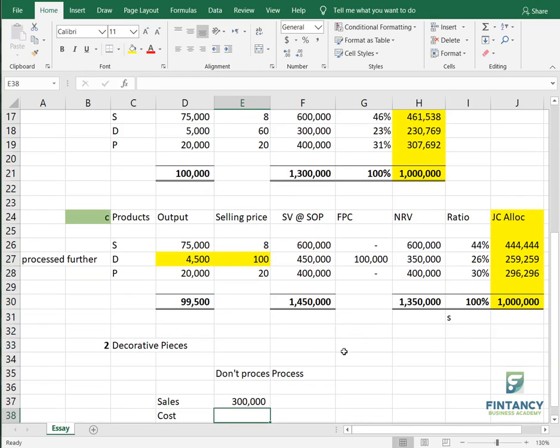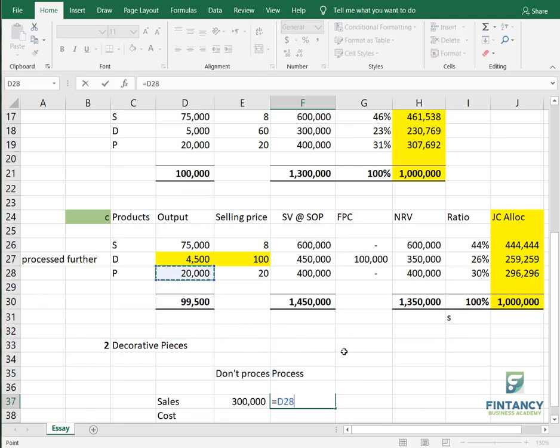So this much. If I process further, I will lose 500 decorative pieces because there was 10% loss, remember? But the good news is you can sell at 100. Getting the story? So how much sales will you get? 4,500 into 100. Okay, let me connect it with this box. This much you will get in sales.